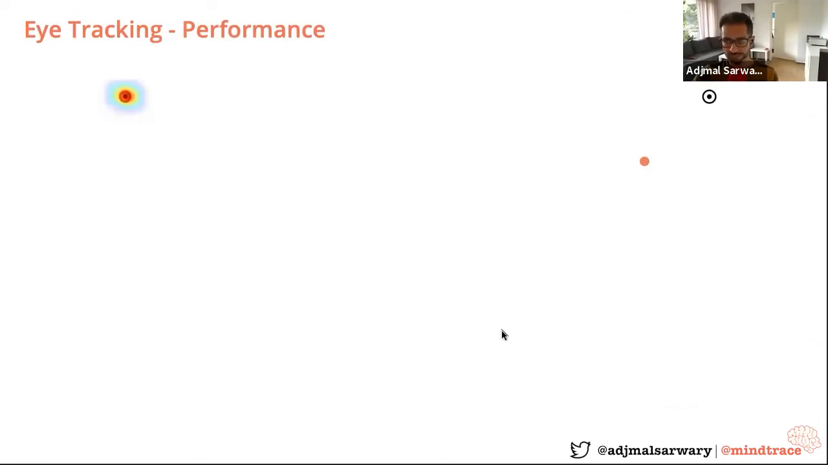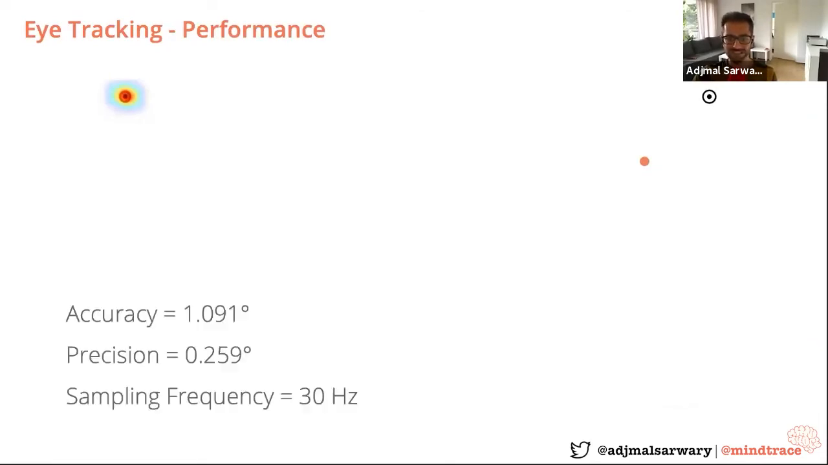So because of eye tracking performance, I guess you also want to see some of that. If you want the raw specs, the accuracy is about 1.1 degrees and the precision about 0.26. And we sample at around 30 hertz.